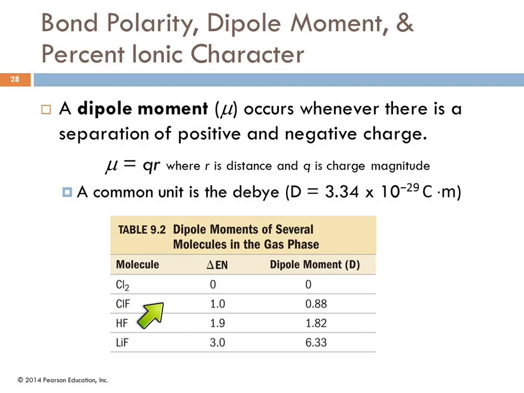Chlorine fluoride: the difference in electronegativity is 1.0. And so we find that the dipole moment is 0.88. So the difference in electronegativities is related to the strength of the dipole moment. Hydrogen fluoride is 1.9, dipole moment 1.82. Lithium fluoride, 3.0, 6.33. Because lithium has a lower electronegativity than hydrogen does.